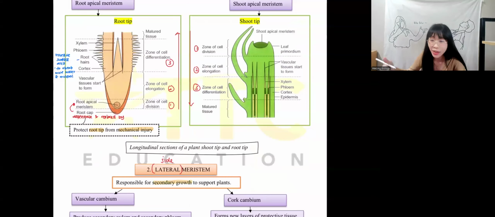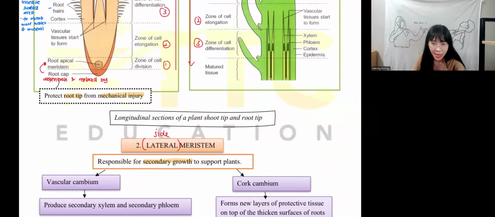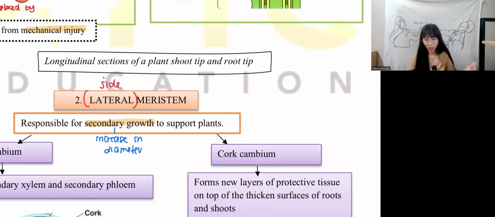Okay, what is the secondary growth for? Secondary growth is to increase in diameter. When the diameter becomes larger and larger, it is to provide support to the plant.